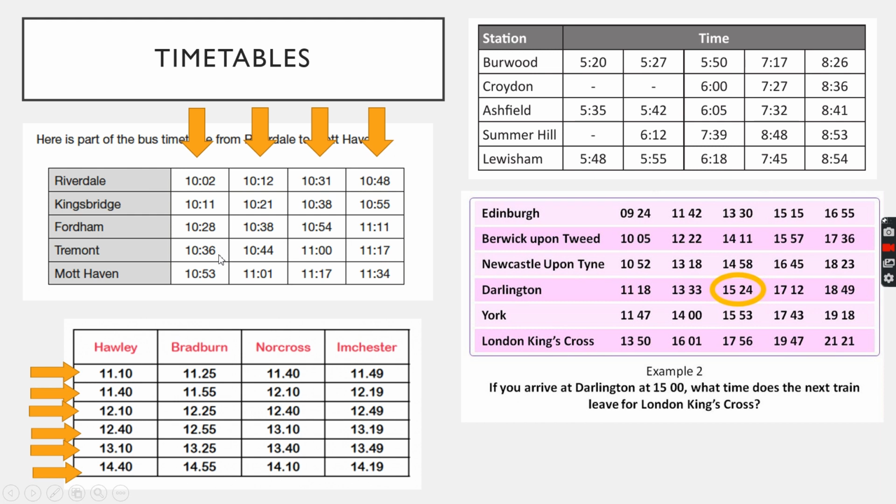So if we look at the one underneath, this time we've got the places along the top. So this time the different buses are actually where the arrows are now, so it's reading across. So this is at Hawley at 10 past 11, Bradburn at 25 past 11, and so on.